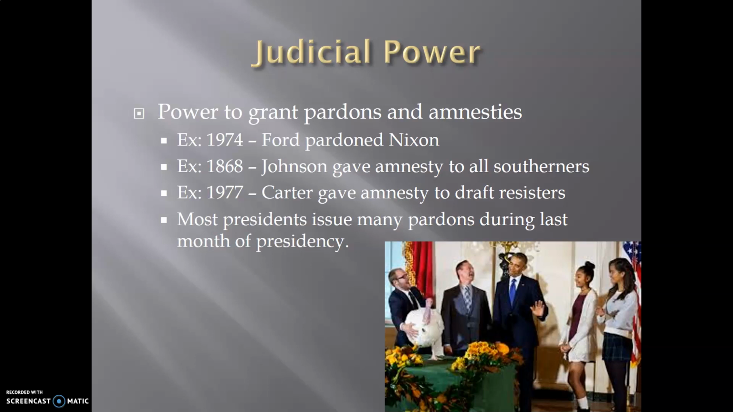So an example, 1973, Richard Nixon was going to be impeached, but he resigned. So he got put on trial. The next president, Gerald Ford, pardoned him. It was very controversial, right?